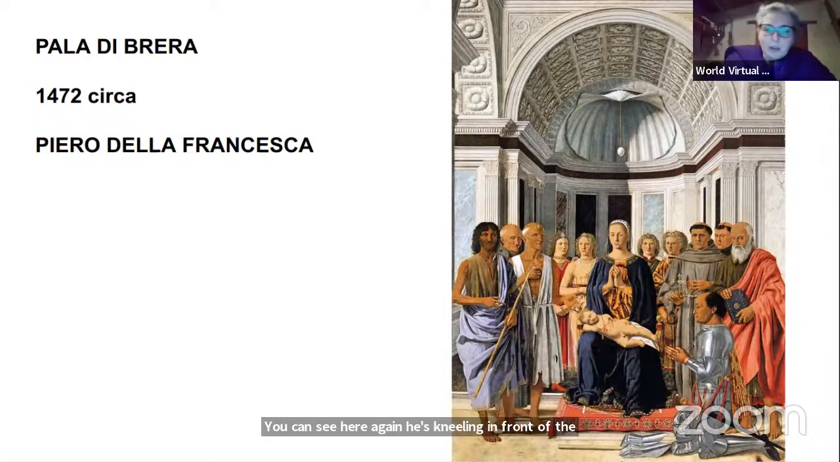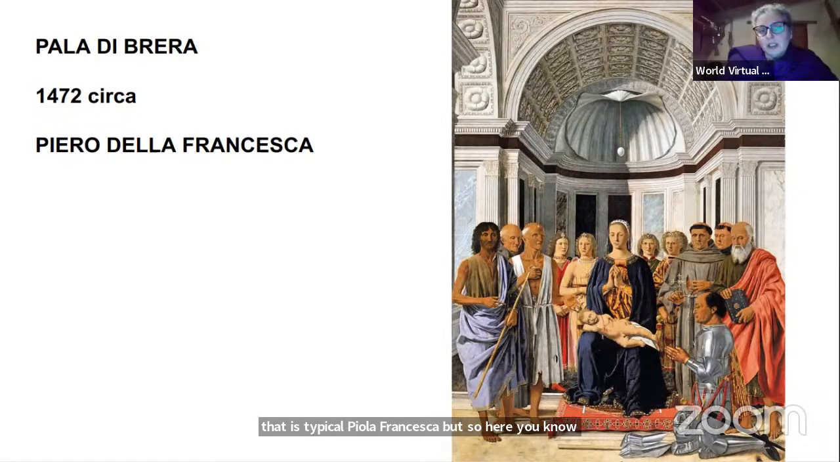I could talk a lot about this painting because it's a typical painting of Piero della Francesca with this kind of icy calmness, this icy atmosphere, this icy light, a very clear light, so nothing is moving. There is this kind of eerie atmosphere. I mean, not in a bad way, but a very special atmosphere. That is typical Piero della Francesca. But here, he's kneeling in front of the Madonna with the child.